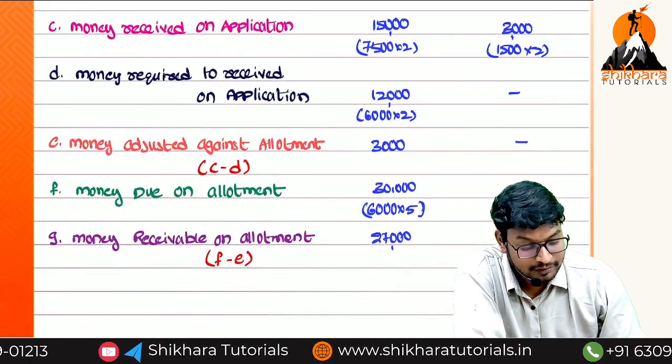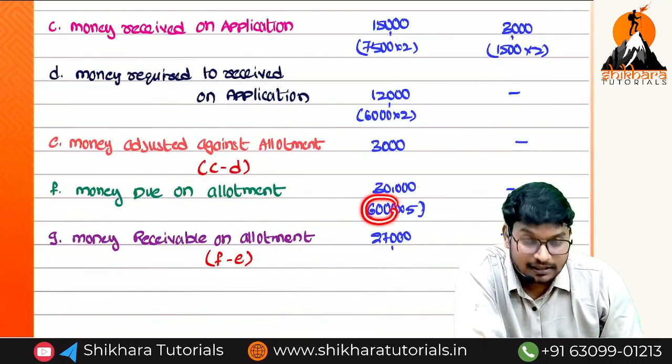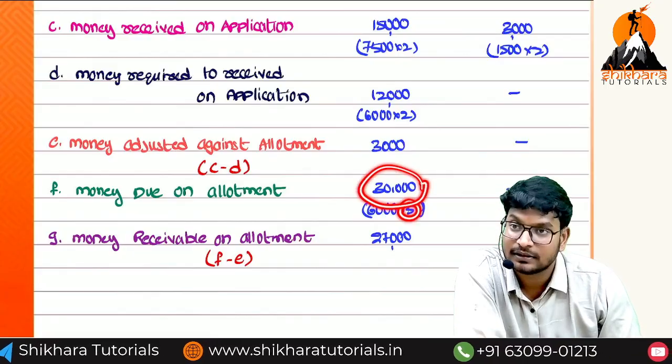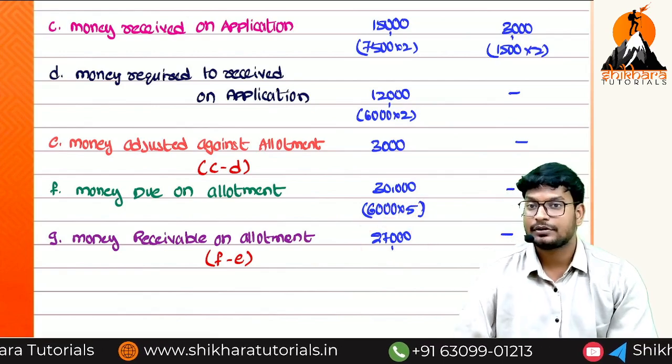How much amount we have to receive on the allotment? On the 6,000, not on the 7,500, on the 6,000. So 6,000 into 5, that is equal to how much? 30,000. So that means still how much we need to receive? 27,000. Are you getting the point or not?